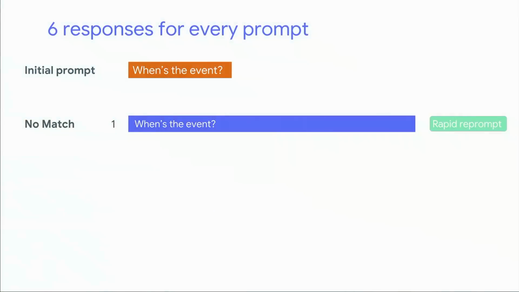So here's what we recommend. For the initial prompt, you can give that. Now, there are two types of errors that we recommend you handle. The first is called no match. This is when the user says something and the action didn't handle it. When this happens, you want to get the user back on track. We recommend the first reprompt be what's called a rapid reprompt. You give essentially the same response or maybe a slight variation, but don't go too much further than that.